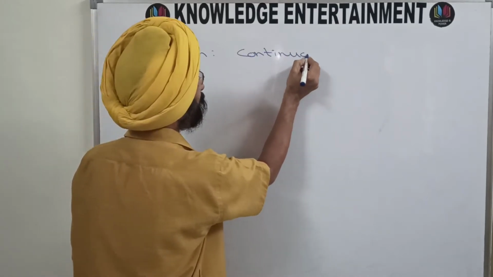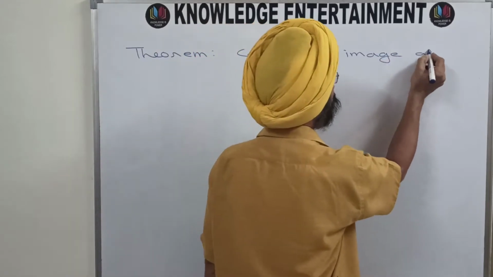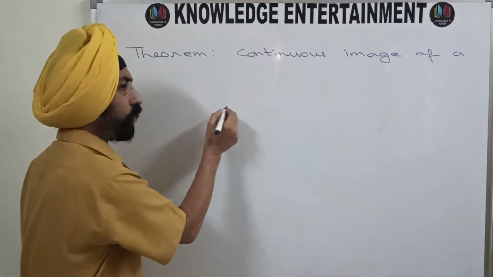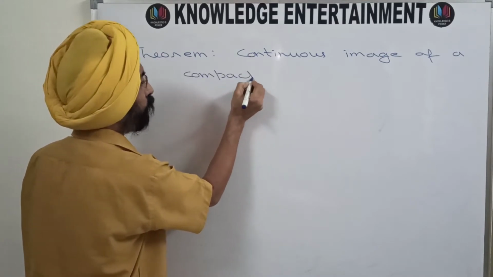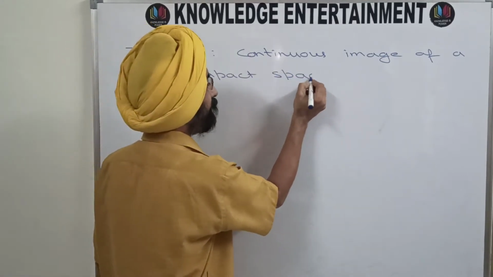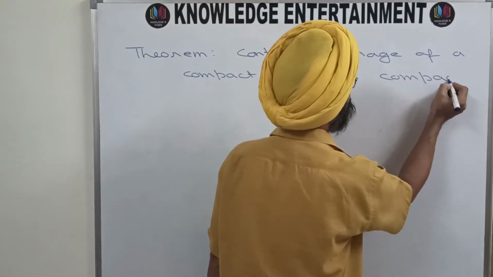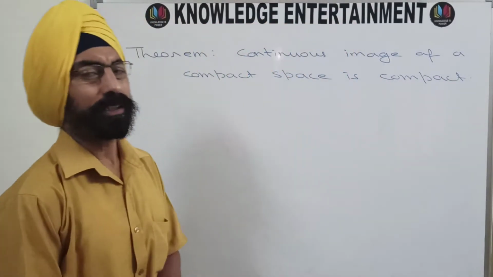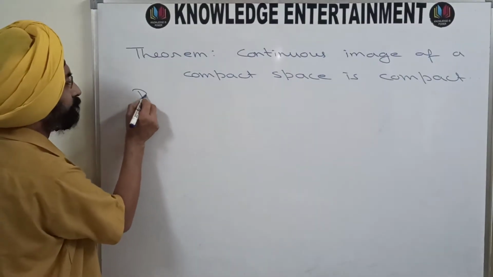continuous image of a compact space is compact. So this is the first theorem we are going to take today, and the proof is very easy.